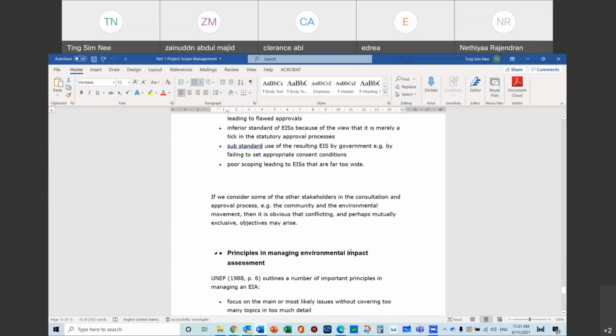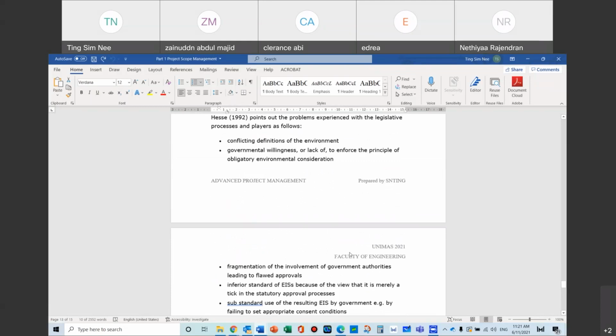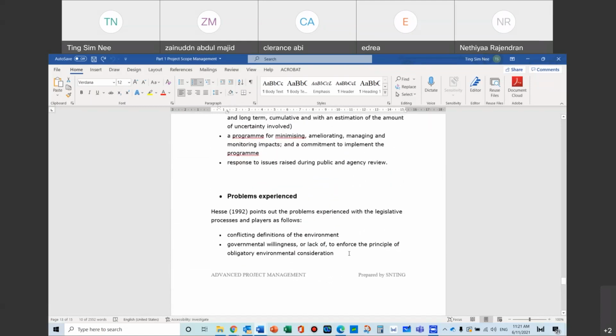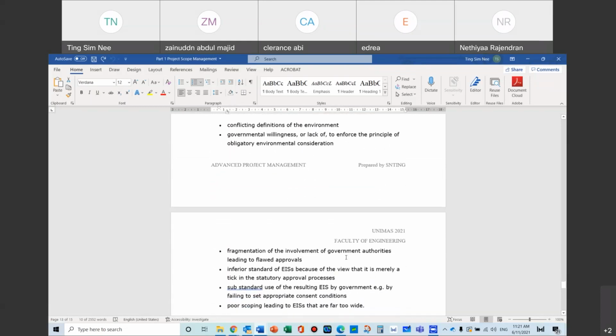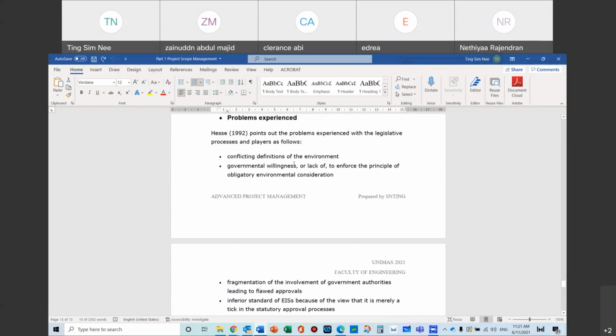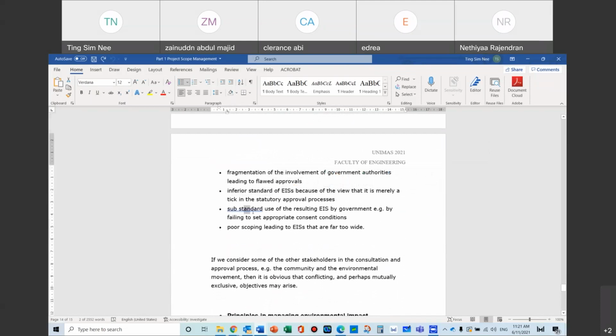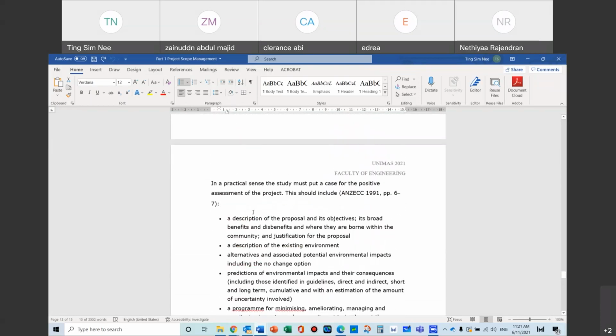So the major thing is after that you come up with the report, and obviously there's a decision making here about whether the issues that you raise can be resolved or not, and how can it be resolved? Is there a way of resolving it? Or it just deals with things like government unwillingness, inferior standards, substandards, poor scoping. If there are some problems that cannot be resolved, then you may not want to go further to define the scope anymore, honestly.